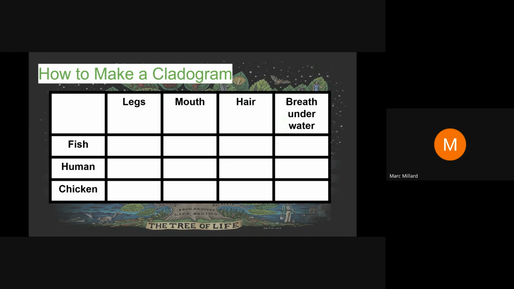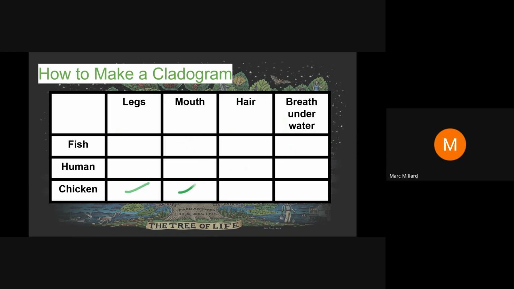So then how would you make a cladogram? Well, first you could set up a table like this and then figure out all the characteristics that these things have, and then you can make your branches based on that. So if we look at a fish, it does not have legs, but it does have a mouth, and it does breathe underwater, but it has no hair. A human has all of these things, right? It's got legs, mouth, hair, doesn't breathe underwater.